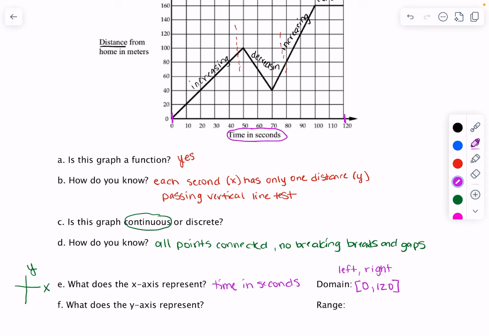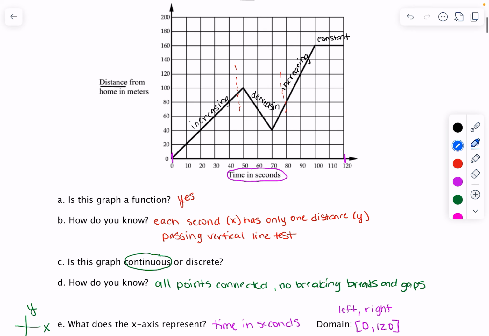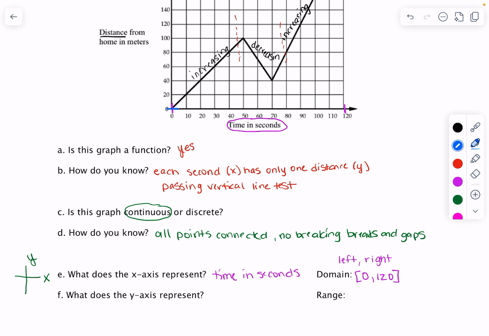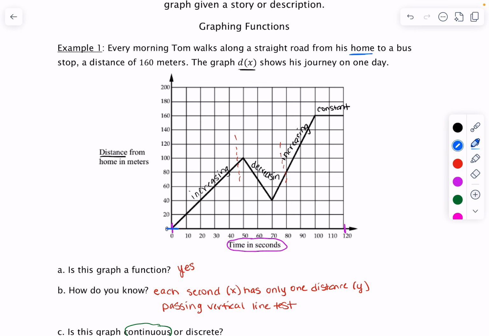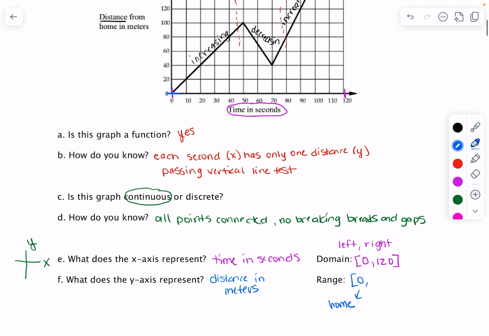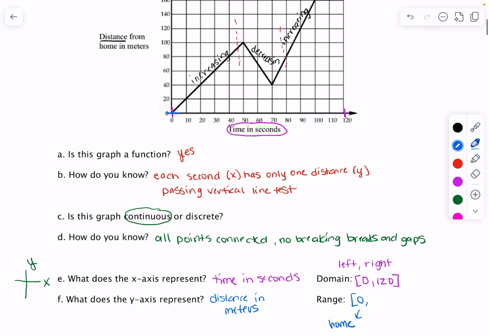What does the y-axis represent? Well, the y-axis is the up and down. My y-axis starts here at 0. That means the distance is 0; he hasn't gone anywhere. So we're looking here at distance in meters, and he's starting off at 0 distance, which we can also call home. Remembering that in the original graph, he's starting from his house, so that distance is 0. He hasn't gone anywhere yet. He's just still at his home. Okay, the range, sorry, I keep going up and down.